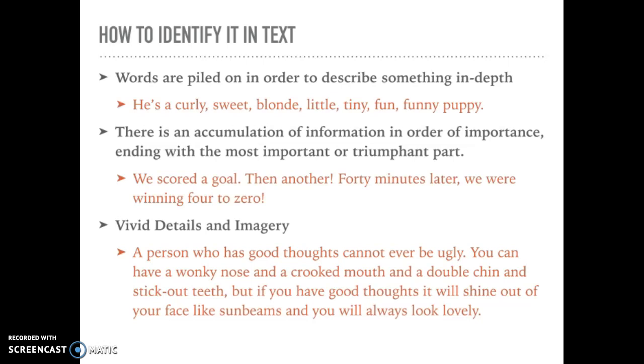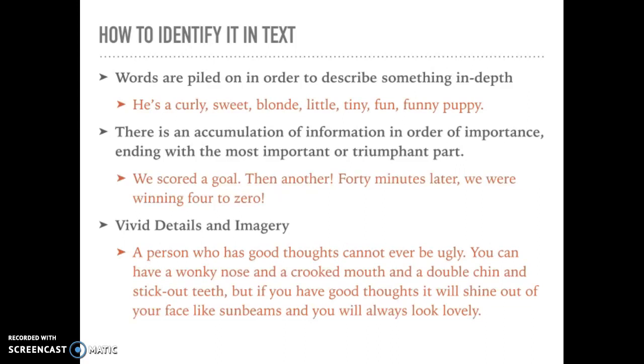Some ways that we can identify amplification in text is by looking at words piling on in order, more and more words coming on describing one thing. For example, he's a curly, sweet, blonde, little, tiny, funny puppy. The author is trying to show the greatness of this puppy by adding on all these extra words that describe this puppy. Another example is the accumulation of information in order of its importance. At the end of the phrase, it's going to show the most important part.